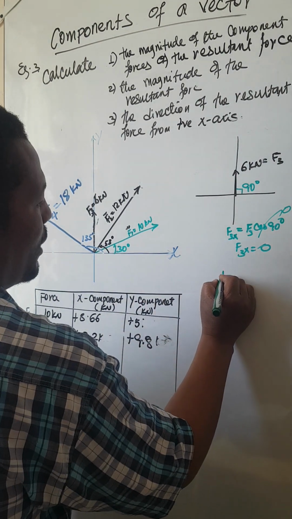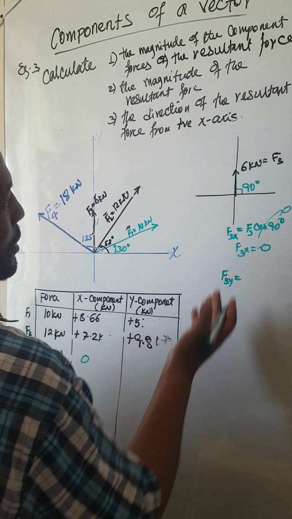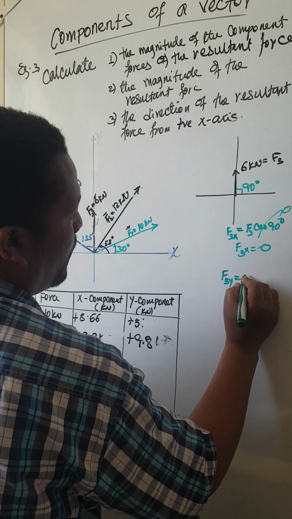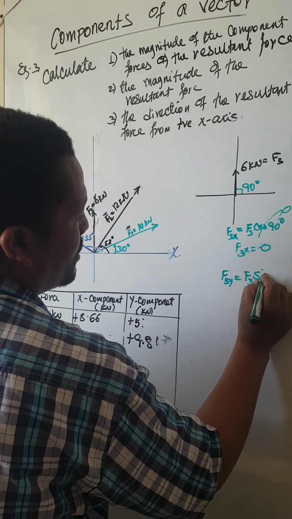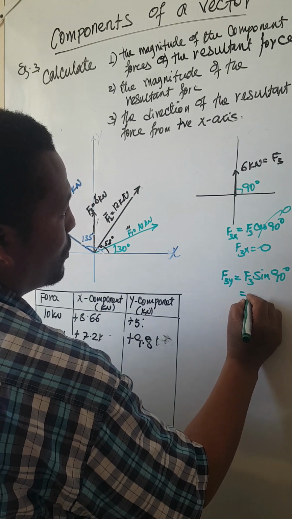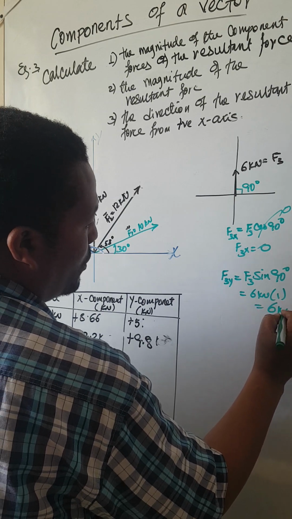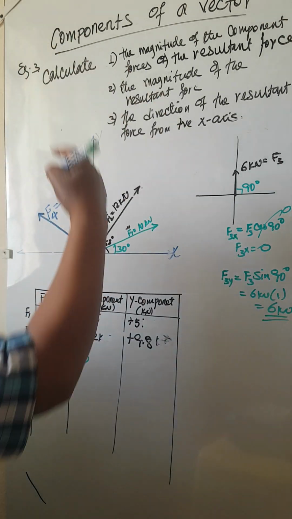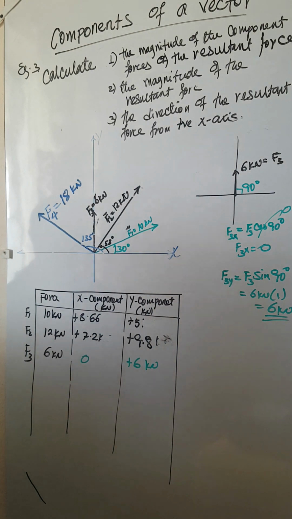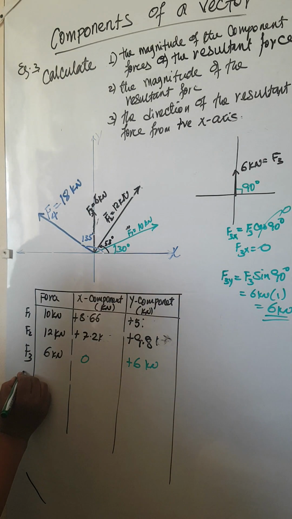Now F3y is equal to, it's exactly on the y-axis, F3 times sine of 90 degrees. Sine of 90 degrees is 1, so that 6 kilonewton times 1 is 6 kilonewton. Okay, this is along the positive y, 6.0 kilonewton.